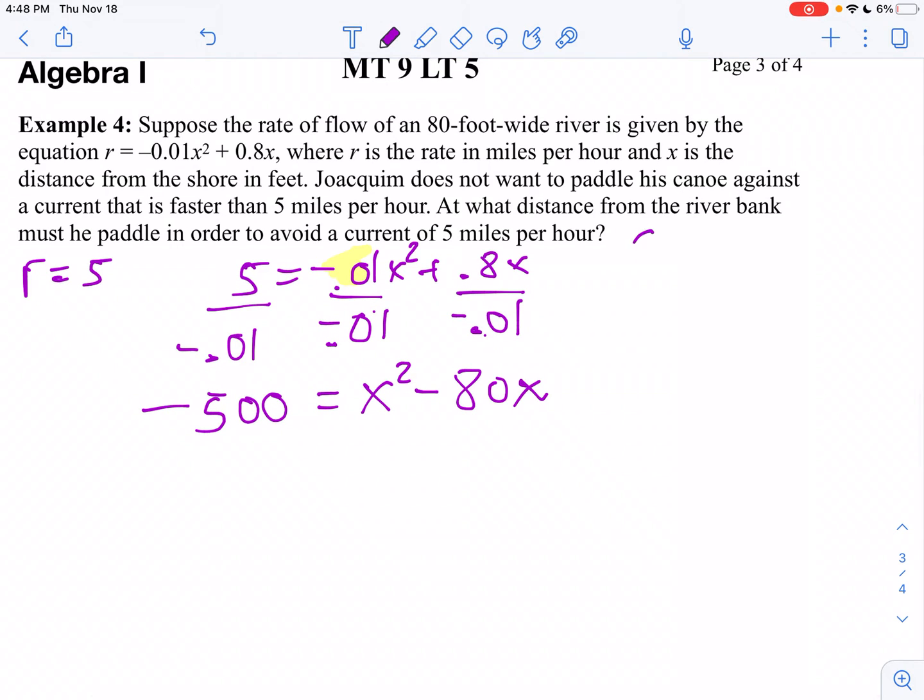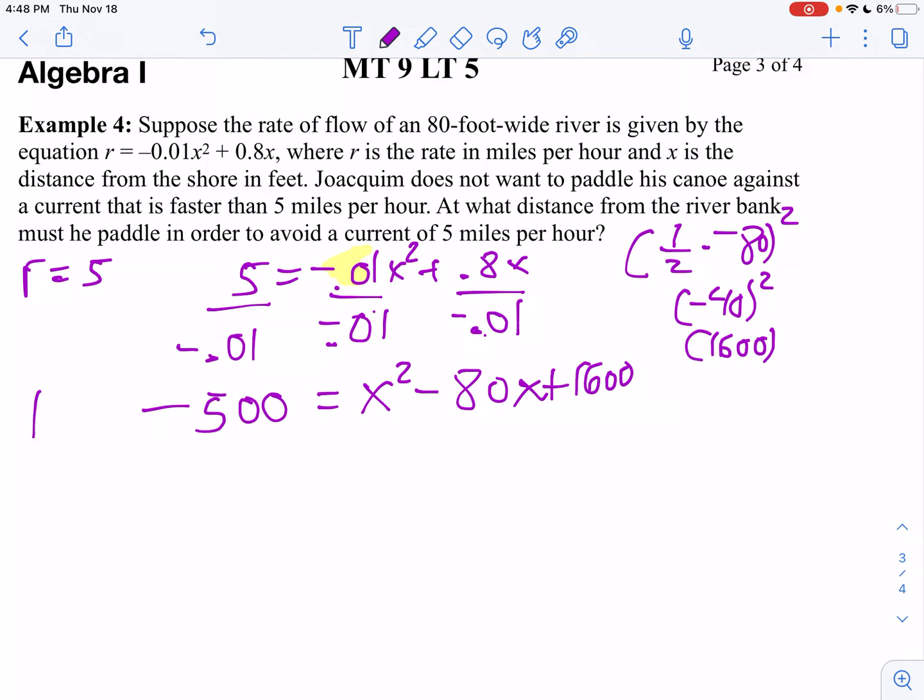So what I'm going to do is I'm going to go to the side here. I'm going to take half of my middle term, so half of negative 80, and I'm going to square that. Well, half of negative 80 is negative 40. I square that, I get 1,600. So I'm going to add 1,600 to both sides. So 1,600 minus 500 is 1,100.